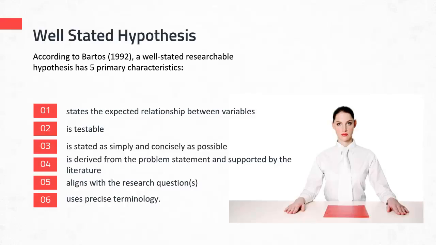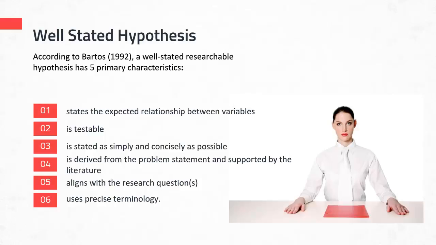To get started, let's talk about the 5 primary characteristics of a well-stated researchable hypothesis. The first characteristic is that it states the expected relationship between the variables. So what type of relationship you expect as well as the variables are clearly stated. It's something that is testable. It is stated as simply and as concisely as possible, and we'll learn that that's sometimes a little bit difficult, but you need to keep on working with it and editing it until it's simple and concise. It's derived from the problem statement and supported by the literature.